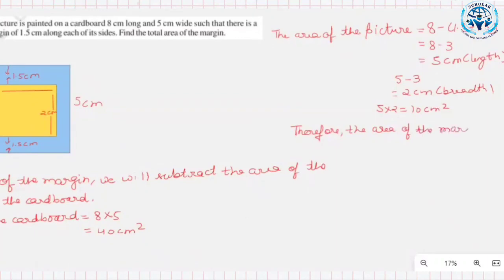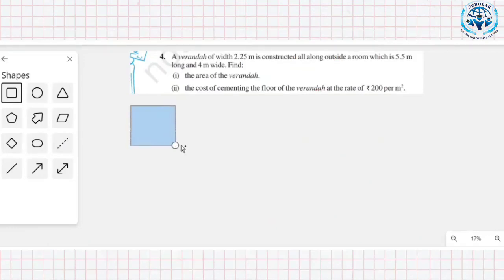Earlier, we were adding the width to the length and the breadth, because the length and breadth of the rectangle which was inside were given. Area of the margin is 30 centimeters square.